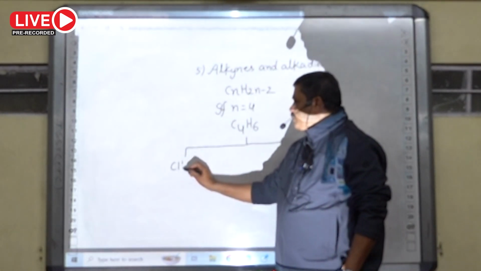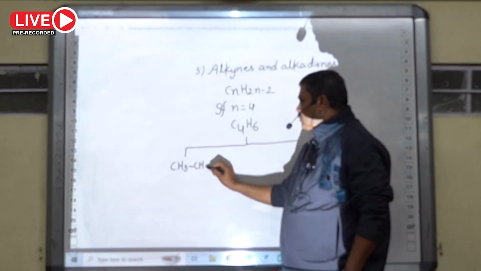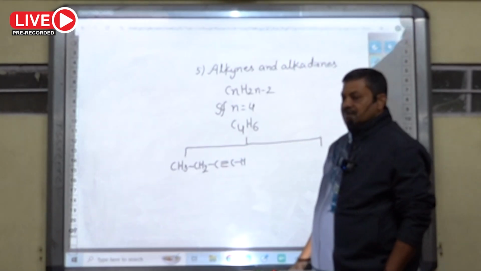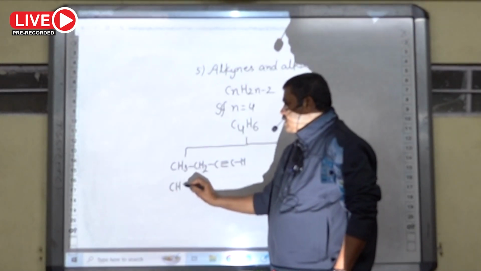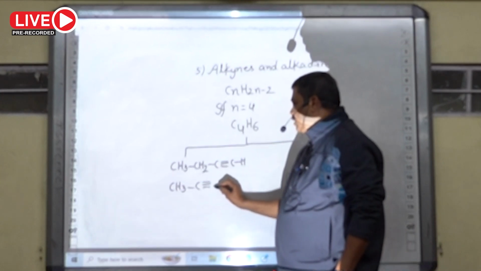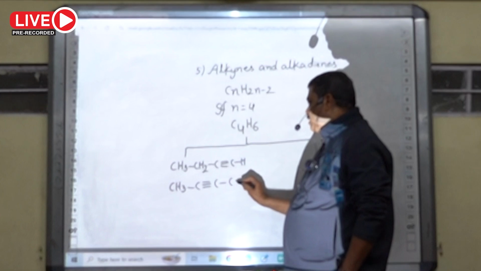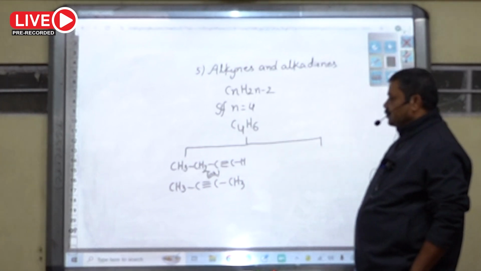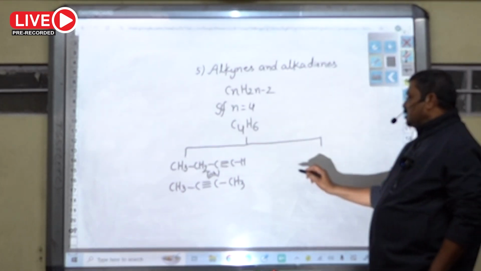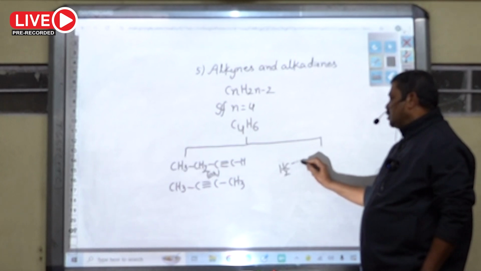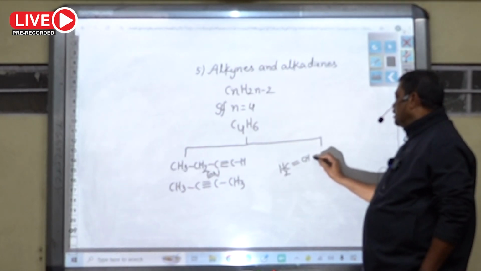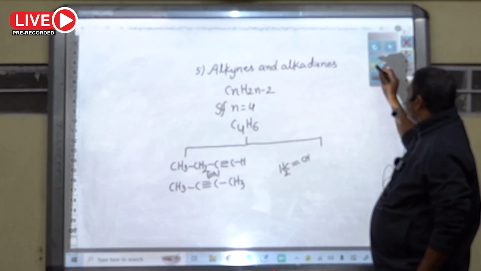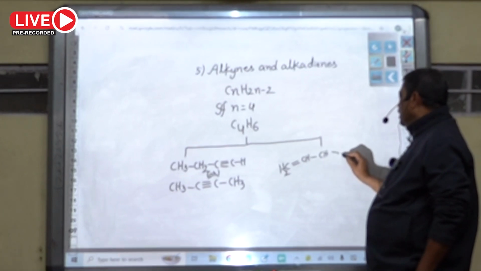C4H6, which I can write as CH3, CH2, C triple bond CH. I can also write CH3, C triple bond C, CH3. In two ways I can write. The same thing I can write as CH2 double bond CH, single bond CH, double bond CH.